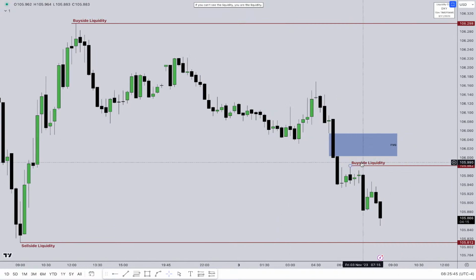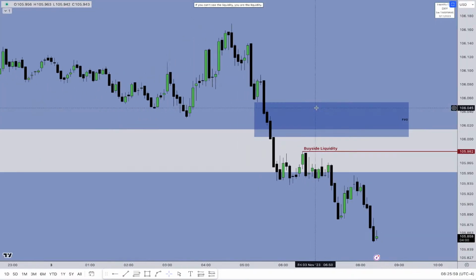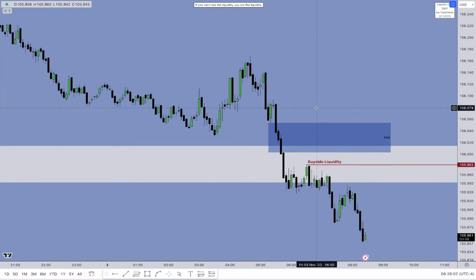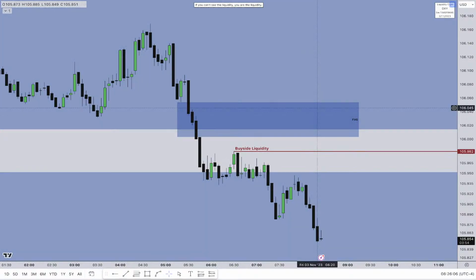So we have this buy side liquidity, and above this buy side liquidity, we have this fair value gap. We also have bearish order block here. These consecutive up close candles, they will be considered as bearish order block. Moving down to the 5 minutes. Let's head to ES.